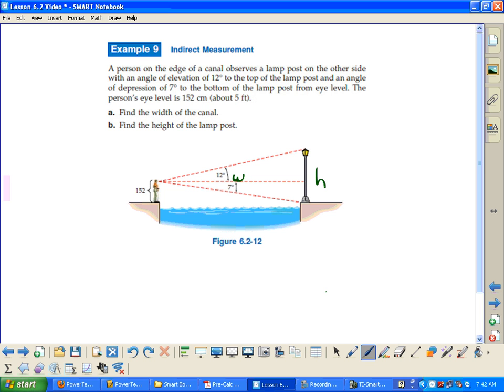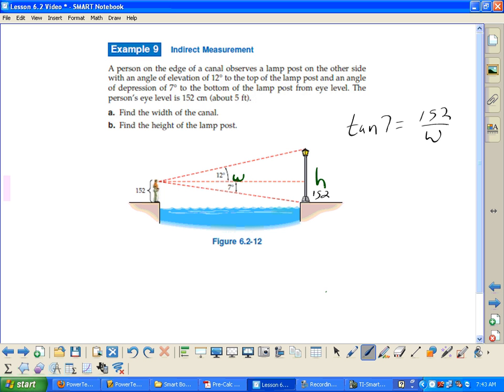So in doing this, we know that this side right here of the lamp post, this part of it, is going to be 152, because it is the same height as the man's eye level. So to be able to find the width of the water, we know the opposite side from the 7-degree angle is 152, and adjacent is W, so we'll have tangent. So the tangent of 7 is equal to the opposite, 152, over the adjacent, which is W.